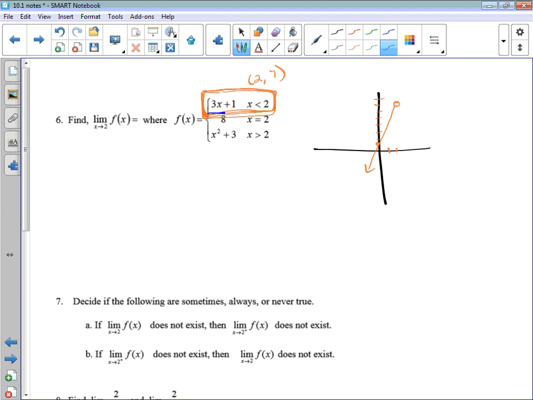Alright guys, then the second piece. I know when x equals 2, my y value is 8. So that means I have a dot up here at 2, 8. Okay? That's it for that piece.